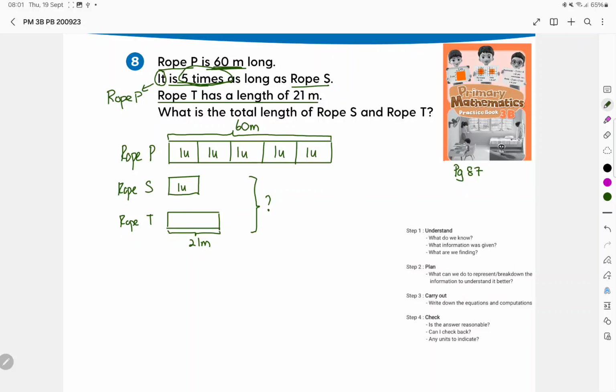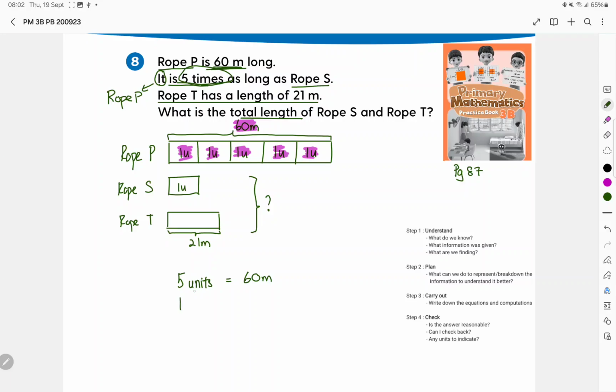We have translated it into a model. So that's the part where I plan out. I break it down using a model, and I've already found out what we are finding. We need to find the total length of rope S and rope T. Okay, so now let's try to understand it further. What else do we know? We do know that we have a value of 60 meters, and this 60 meters is equal to a total of 5 units. So from this we do know that 5 units equals 60 meters.